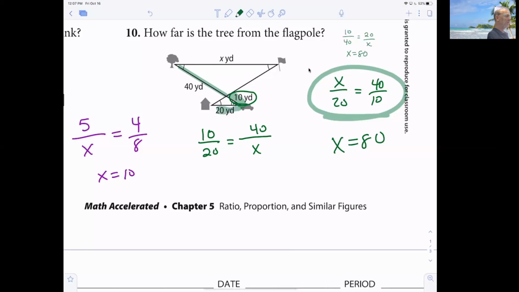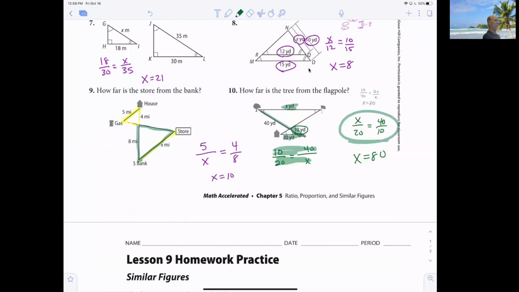This is called the base of the triangle. The base of the triangle. The two bases go with each other and the sides go with each other. You with me? All right. Good. That's what I want to see. Just keep working at it.